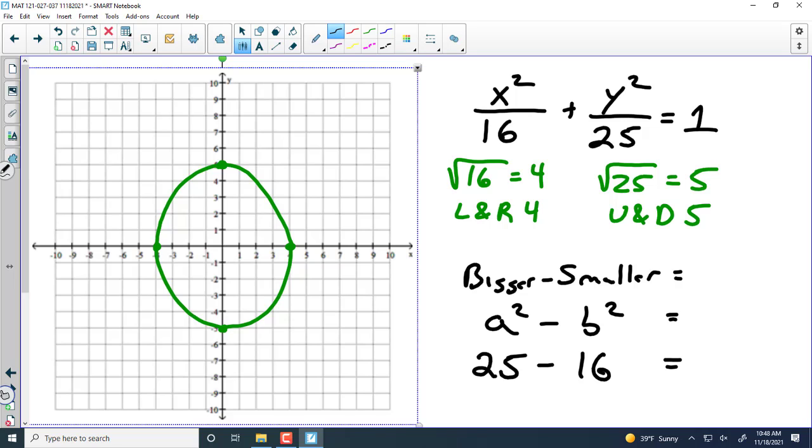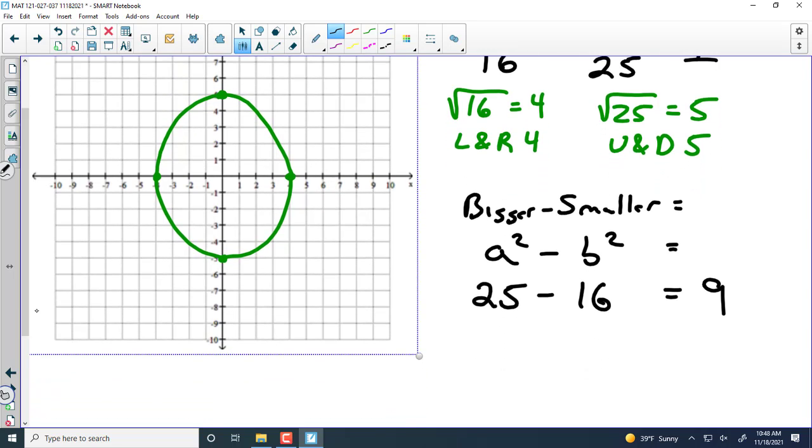And of course, if you do that, what do you get? 9. Now, this is going to bother some of you. This 9 is actually a number that we call c squared.